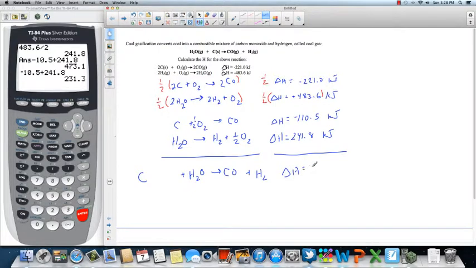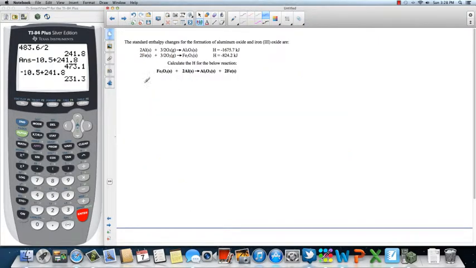Delta H is equal to 231.3 kilojoules. The positive sign tells us that we need to add heat in order to make this happen. And so therefore work must be done to the system in order to make this happen. It makes sense that this is going to require energy to take place. So we can take a look at another example here.